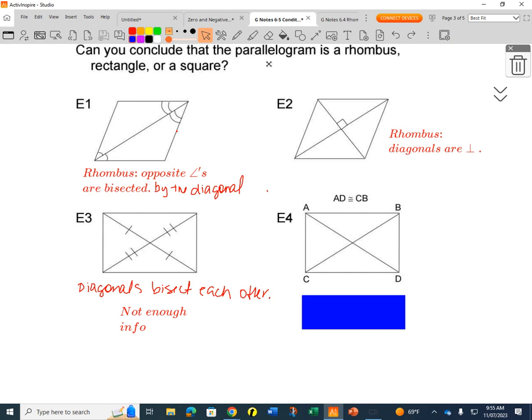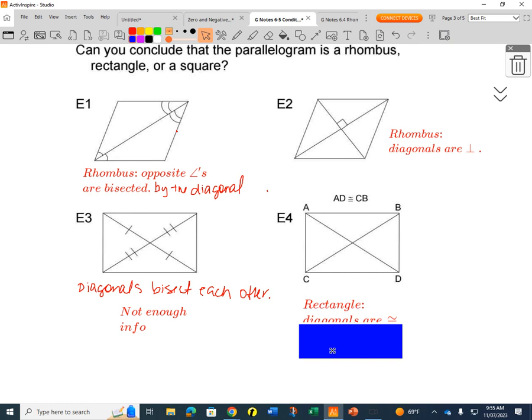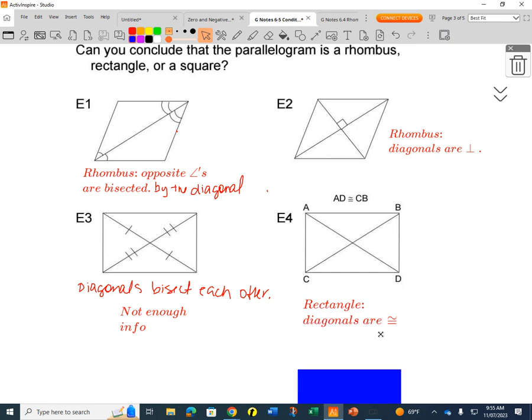But we don't have enough information to say it's a square. We do have enough information to say it's a rectangle. So we're going to say the diagonals are congruent. It's a rectangle, but the diagonals are congruent. That's what this says.